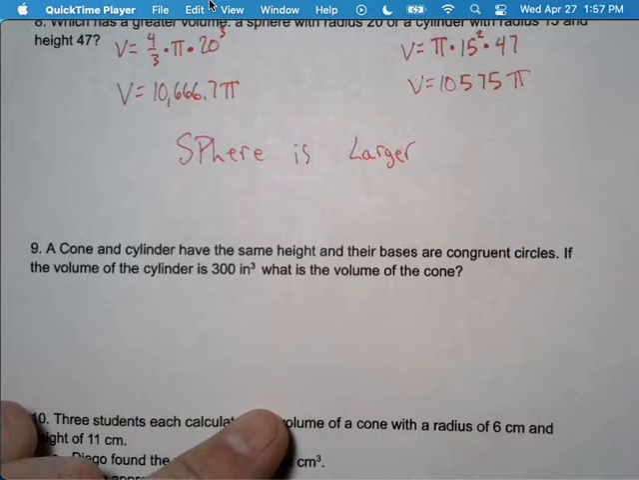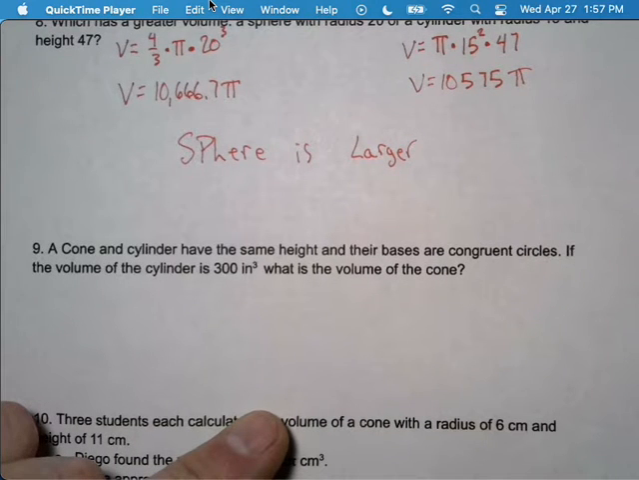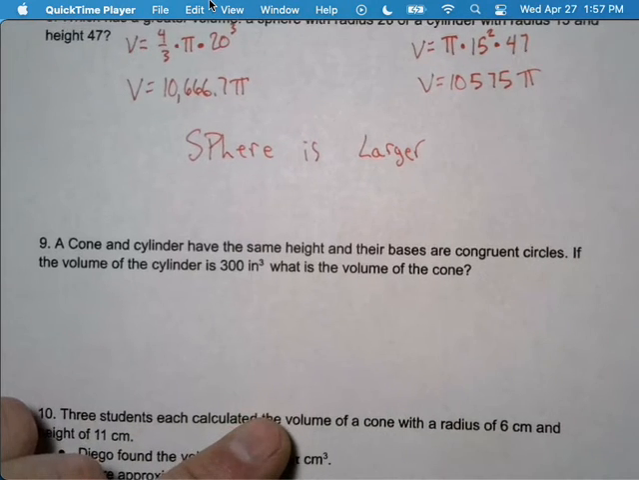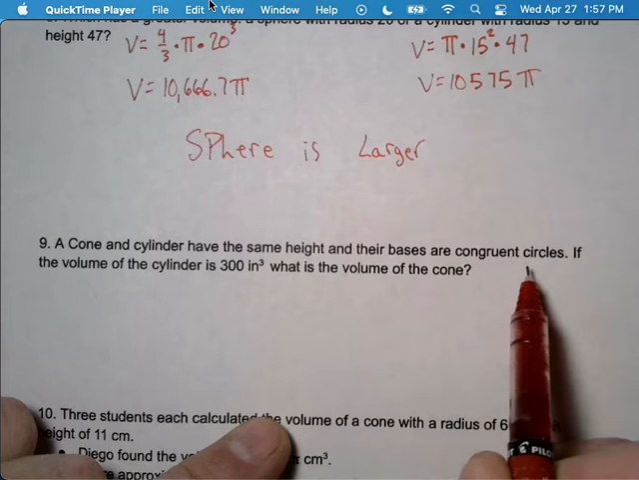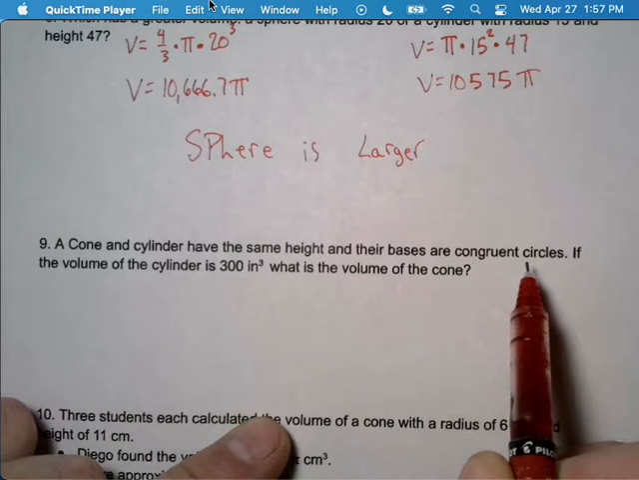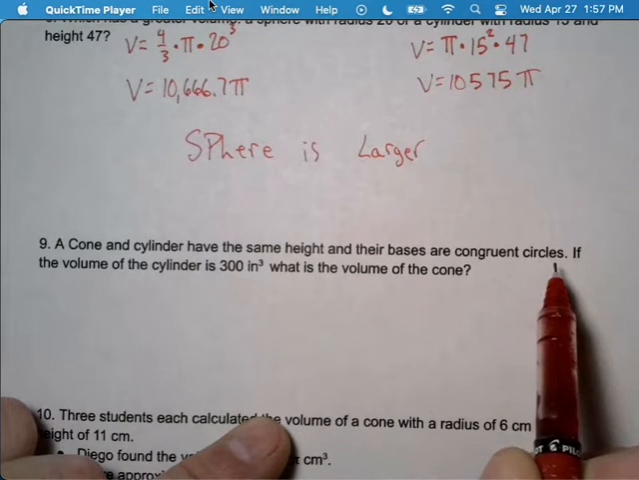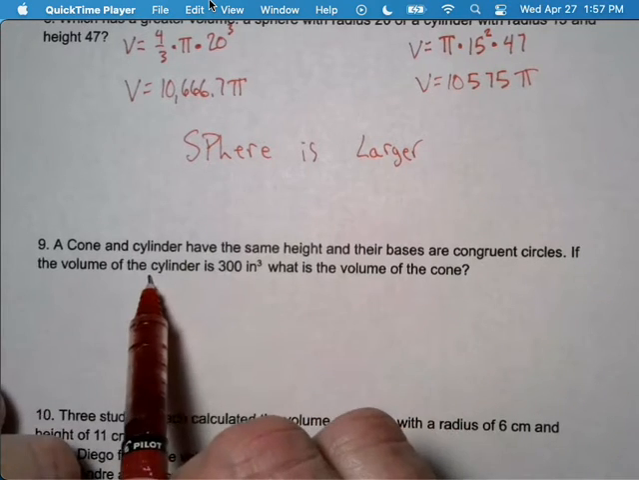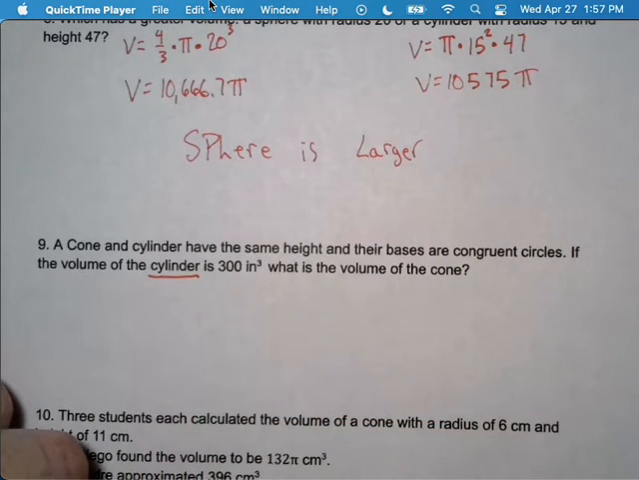This one's tricky. A cone and a cylinder have the same height and their bases are congruent circles. So the same height, same circle. Remember the experiment we did in class with the water? It's kind of like that. They had the same circle base and the same height. If the volume of the cylinder is 300 inches cubed, what is the volume of the cone, Braden?